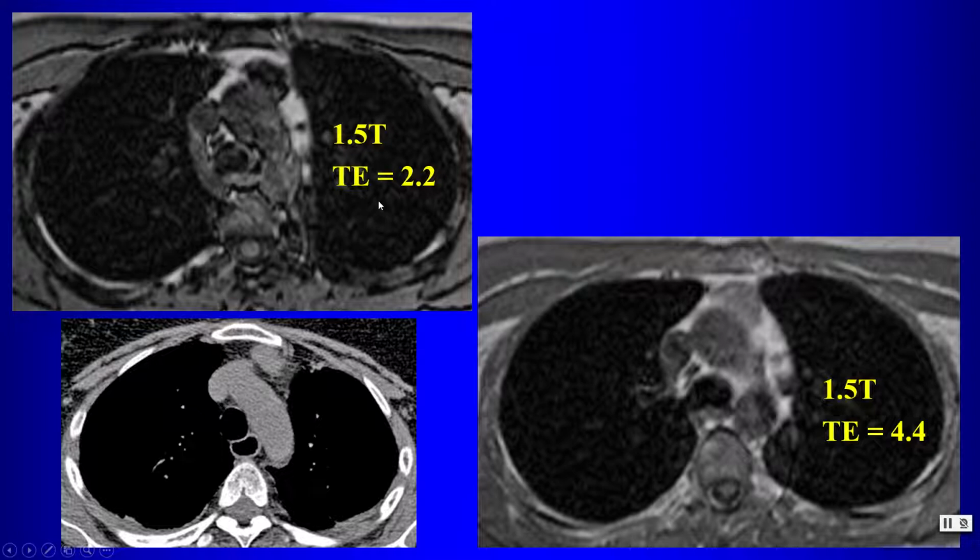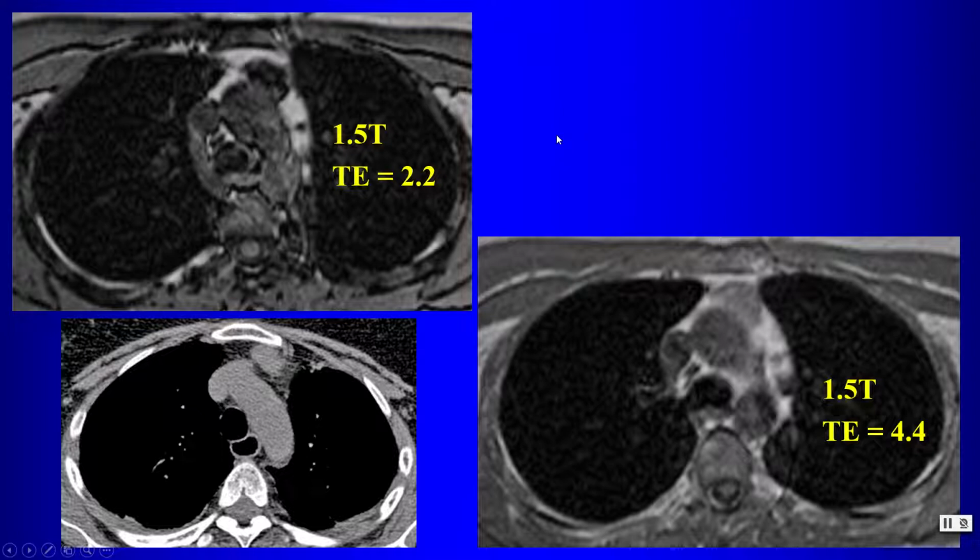So here we have MR at 1.5 Tesla, TE of 2.2, TE of 4.4. So this is an out-of-phase image. This is an in-phase image. We notice that there's signal dropout here on the out-of-phase image. So does that help us? And of course the answer is yes.